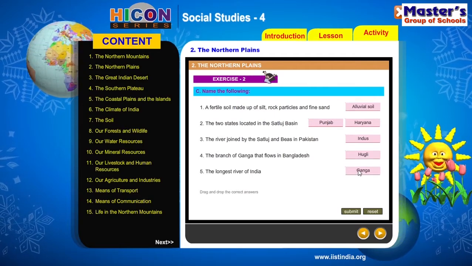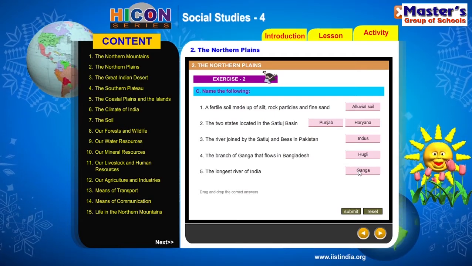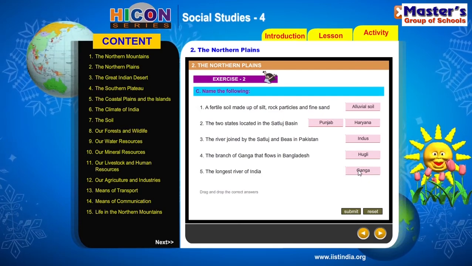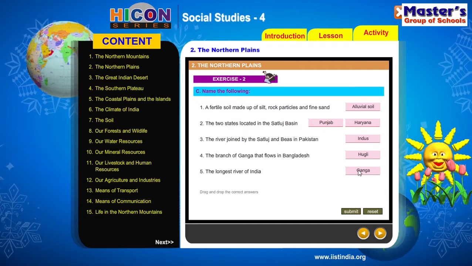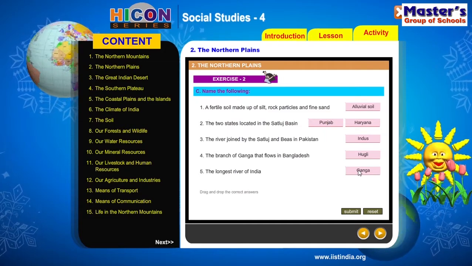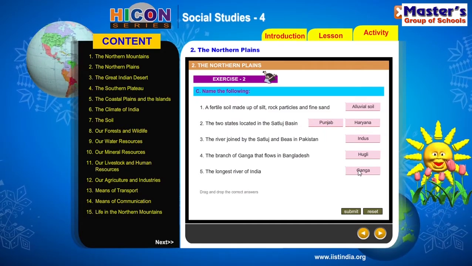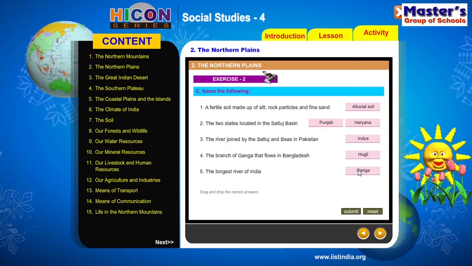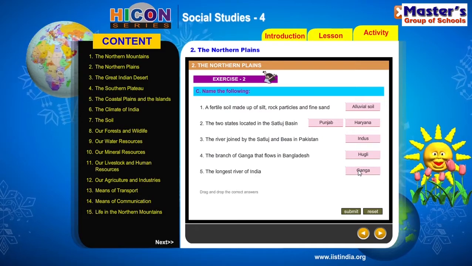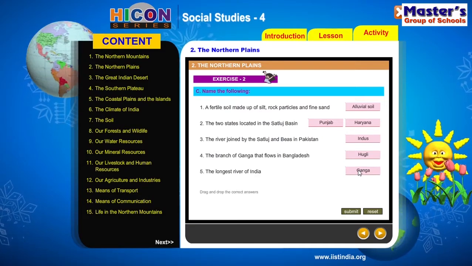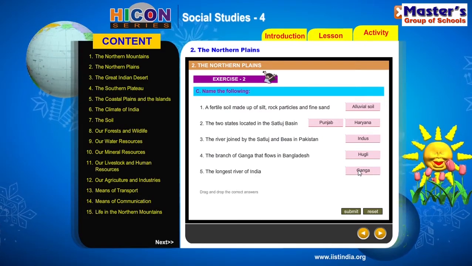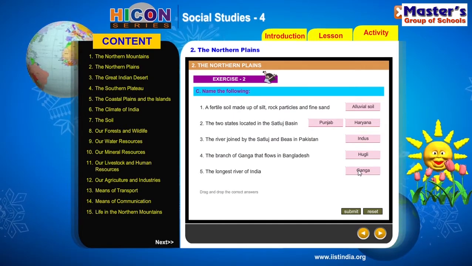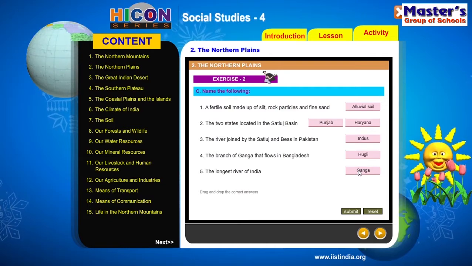Now, we have identified all the 5 descriptions given over there. We will read them once again. A fertile soil made up of silt, rock particles and fine sand is called alluvial soil. The 2 states located in the Satluj basin are Punjab and Haryana. The river joined by the Satluj and Beas in Pakistan is Indus. The branch of Ganga that flows in Bangladesh is Padma. The longest river in India is Ganga.